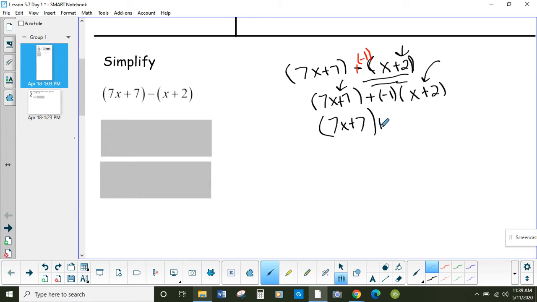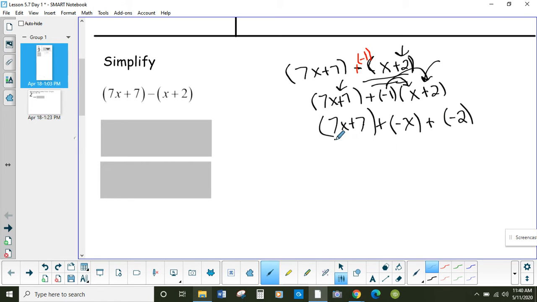Can't forget about it. Distribute here. -1 times x is -x, or -1x, right? -x is -1x simplified. -1 times +2 is -2. So I can put a plus sign in the middle of everything. I can always put a plus sign in the middle of everything if I always use the rule for subtraction.